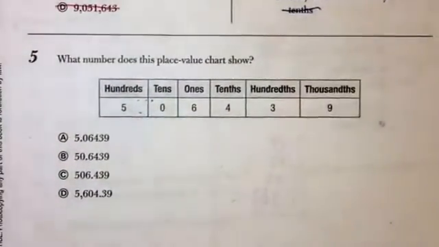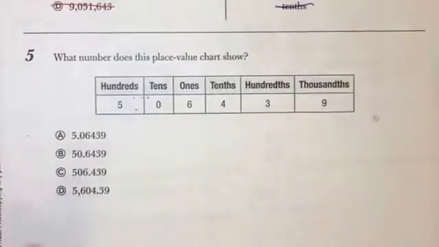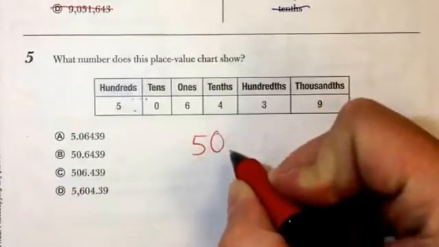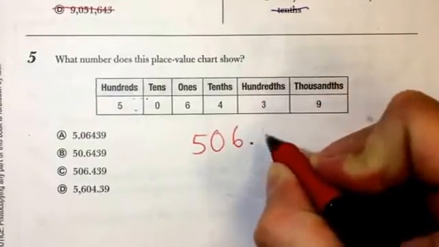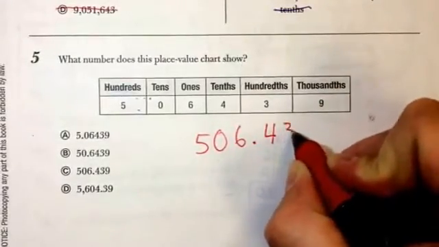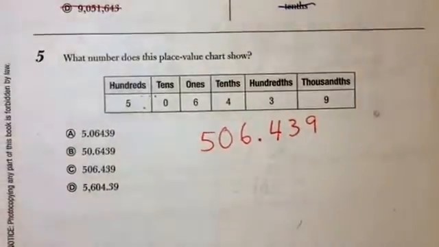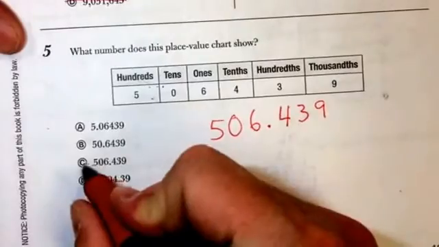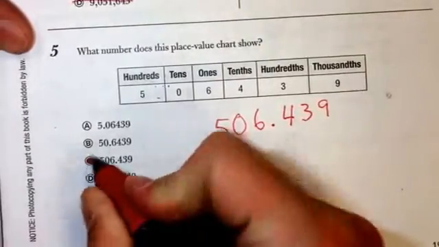All right, and let's go ahead and take a look at Friday here. What number does this place value chart show? If I have 5 hundreds, 0 tens, 6 ones, 4 tenths, 3 hundredths, 9 thousandths, I have 506.439, so that is C.